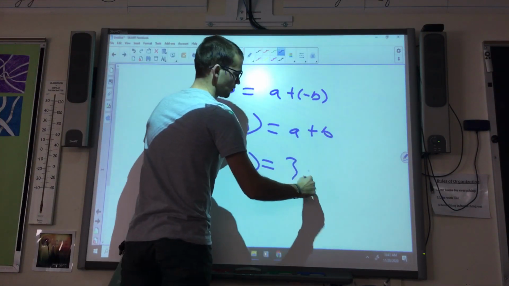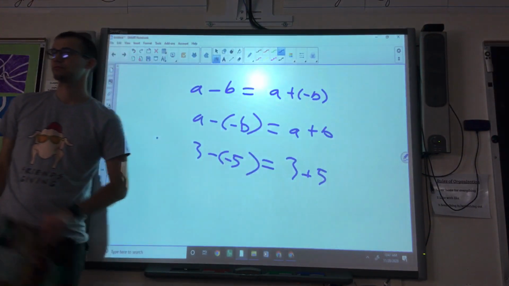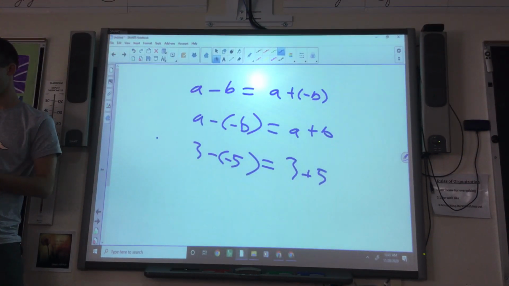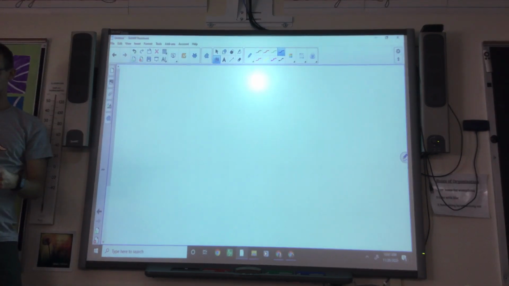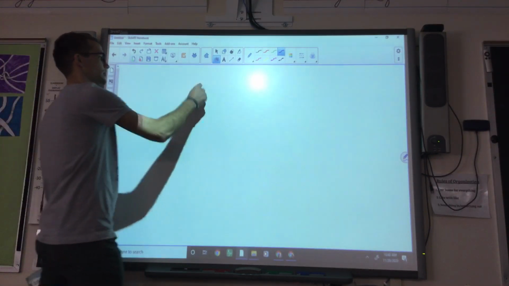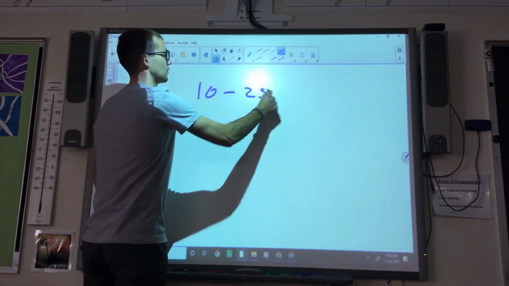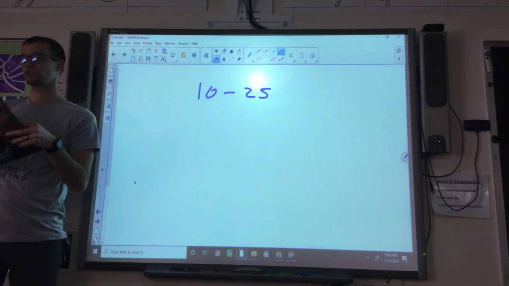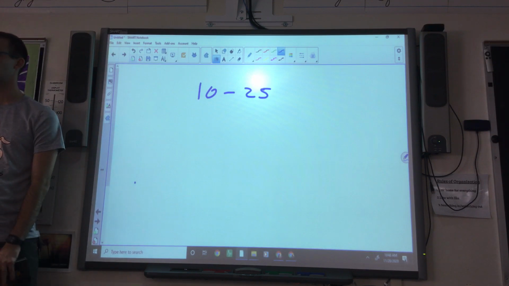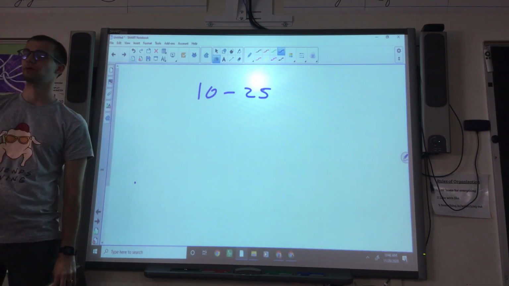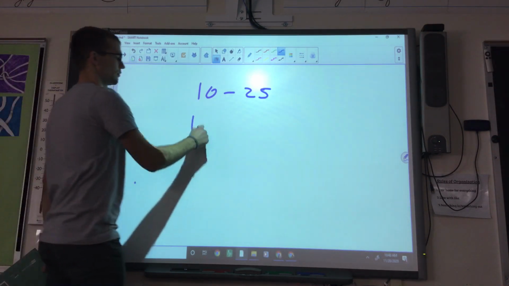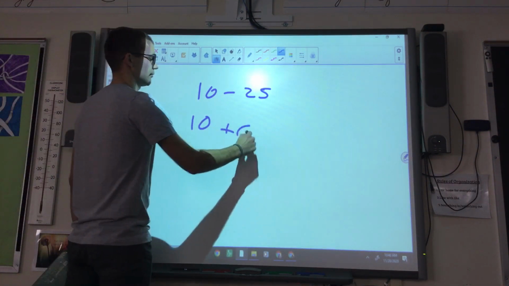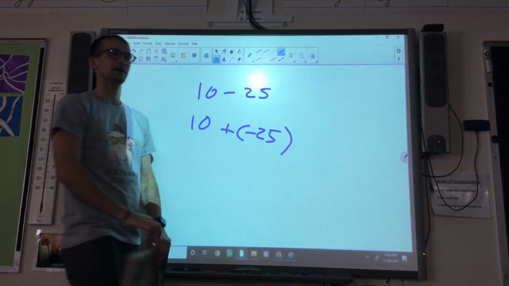That would be 3 plus 5. Flip over to page 78. It has: evaluate the expression 10 minus 25. Let's take that extra step with it. What would be the extra step that we would do with it? Yep, 10 plus minus 25, and the negative 25 is in parentheses.